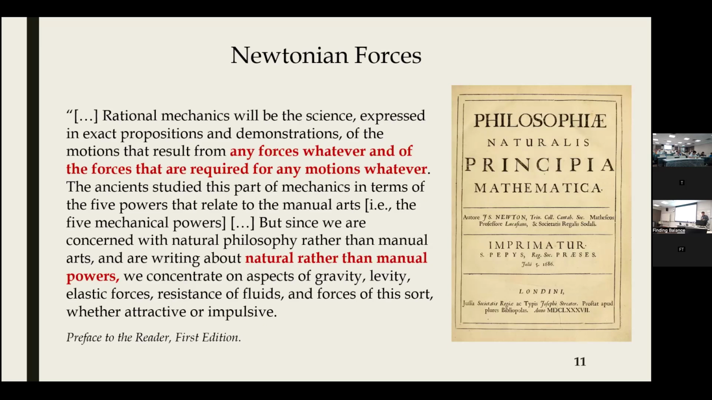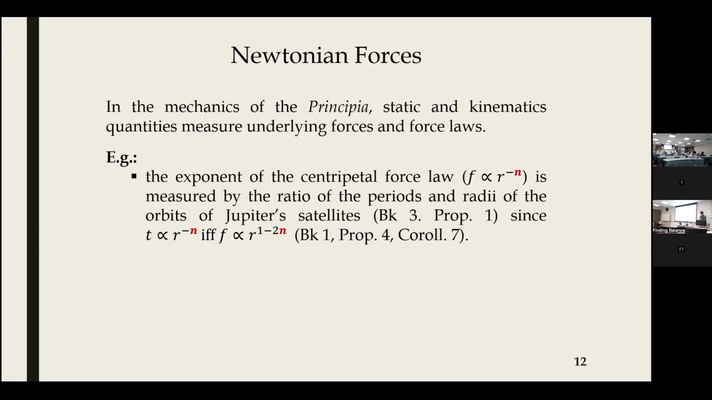So Newton says, rational mechanics will be the science expressed in exact propositions and demonstrations of the motions that result from any forces whatever, and of the forces that are required for any motion whatever. The ancients studied this part of mechanics in terms of the 5 powers, the 5 machines, right? But since we're concerned with natural philosophy rather than manual art, and are writing about natural rather than manual powers, we concentrate on aspects of various kinds of forces: gravity, levity, elastic forces, resistance of fluids, forces of all these sorts, Newton says, and whether these forces are attractive or impulsive. Okay? So you see the extension beyond the manual machines, the mechanical impressed forces, and you can see physics really focused fundamentally in his language on forces.